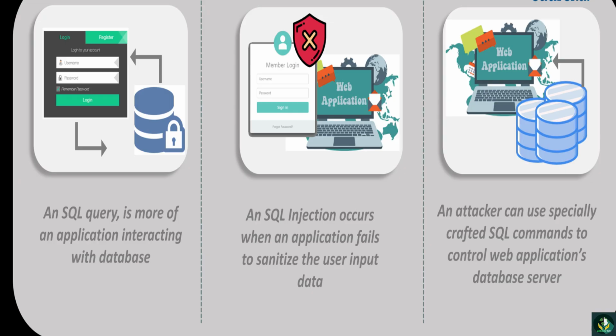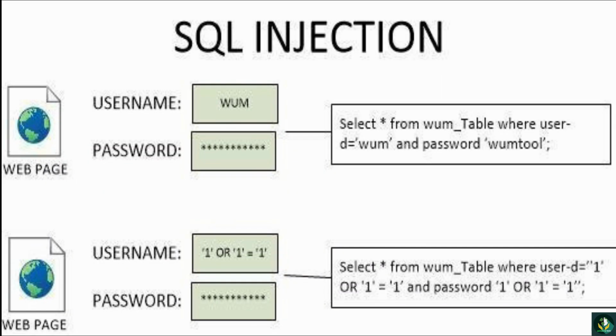In some situations, an attacker can escalate an SQL injection to compromise the server or other backend infrastructure, or perform a denial of service (DoS) attack. So SQL injection: select from table where user and password.